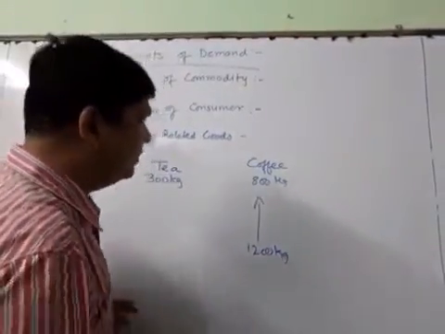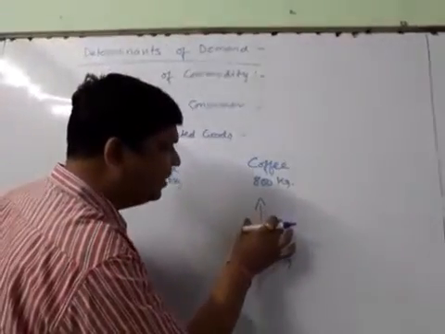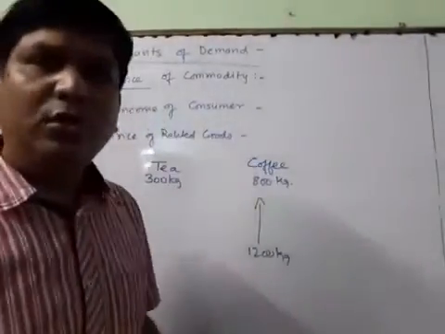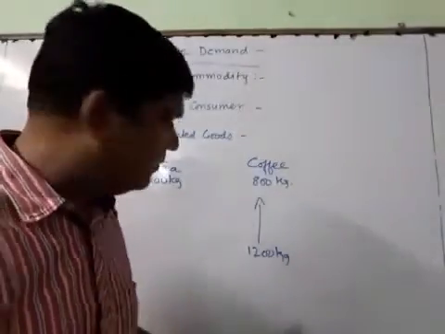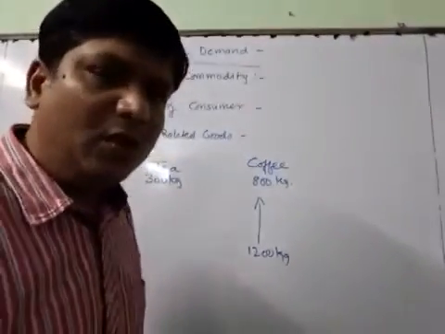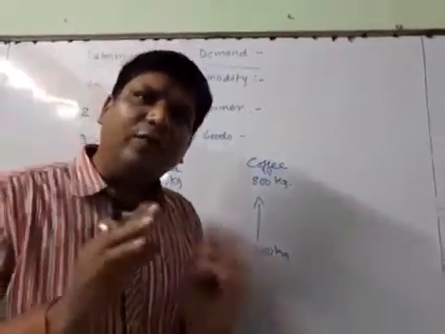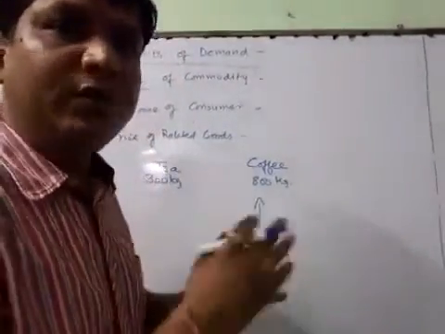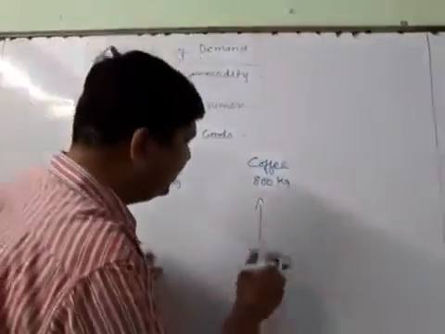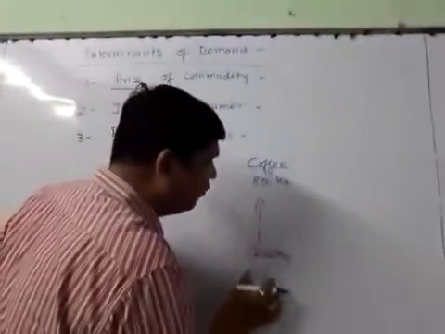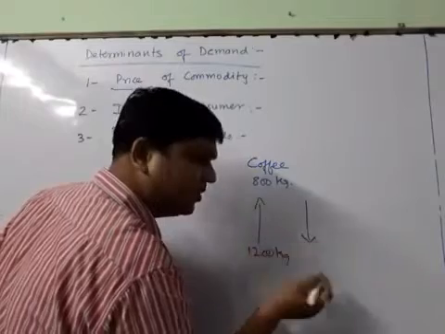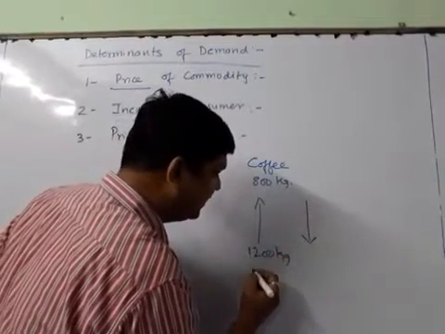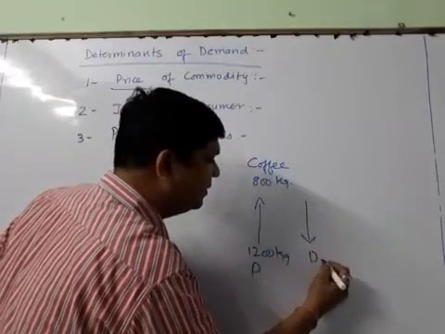Now what will happen? Those who were consuming coffee, now it is difficult to afford coffee when its price becomes 1200. So the consumers of coffee will now switch over to tea. So in this case, when the price of coffee increases, the demand for coffee decreases. This is the price and this is the demand.